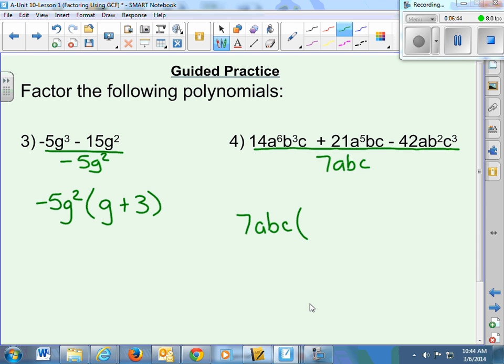14 divided by 7 is 2. A to the 6th divided by A is A to the 5th. B cubed divided by B is B squared. C divided by C cancels out to make 1, plus 21 divided by 7 is 3. A to the 5th divided by A is A to the 4th. The B's cancel out and the C's cancel out. Negative 42 divided by 7 is negative 6. A's cancel out to make 1. B squared divided by B is B. And C cubed divided by C is C squared. And you have factored that trinomial.